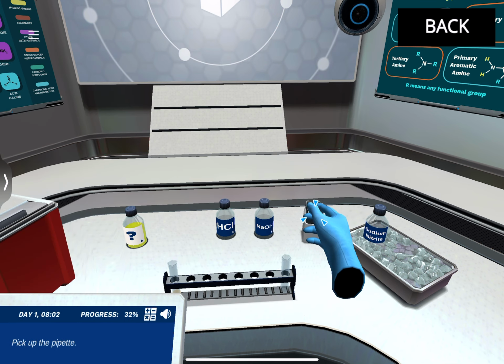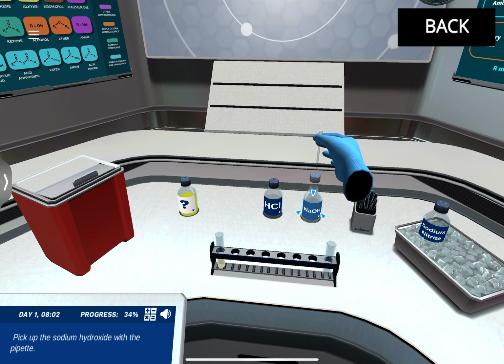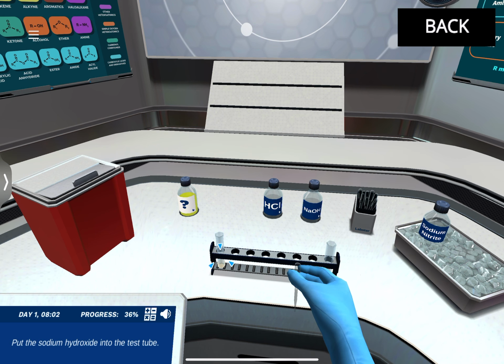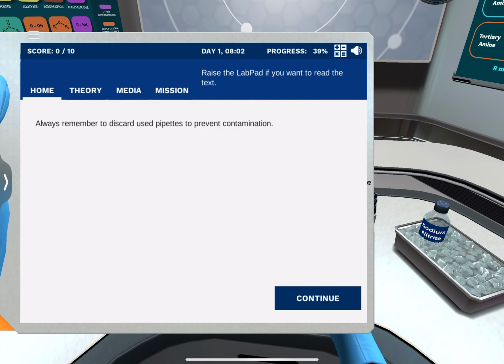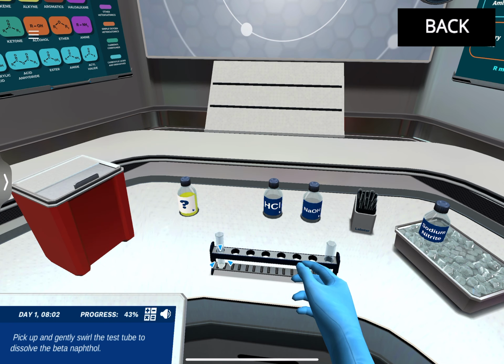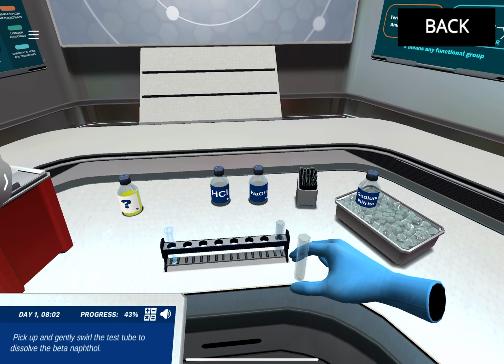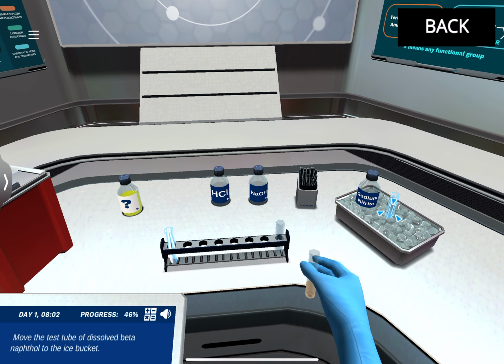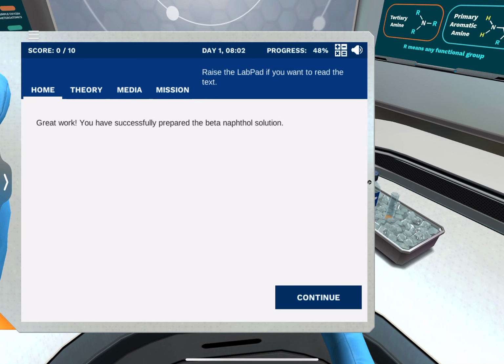Pick up the pipette. Pick up the sodium hydroxide with the pipette. Put the sodium hydroxide into the test tube. Always remember to discard used pipettes. Discard the pipette. Pick up and gently swirl the test tube to dissolve the beta-naphthol. Great work! You have successfully prepared the beta-naphthol solution.